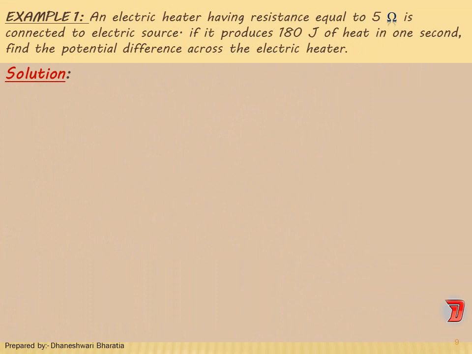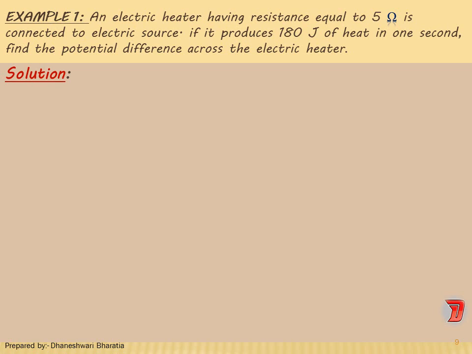An electric heater having resistance equal to 5 ohm, capital R, is given. If it produces 180 joule of heat, H, in 1 second, that is, time is given, find the potential difference V across the heater. Now we know the formula, H is equal to I square RT. But here the current I is not given. What is given? Resistance, heat, and time are given. So let us see how to solve this.